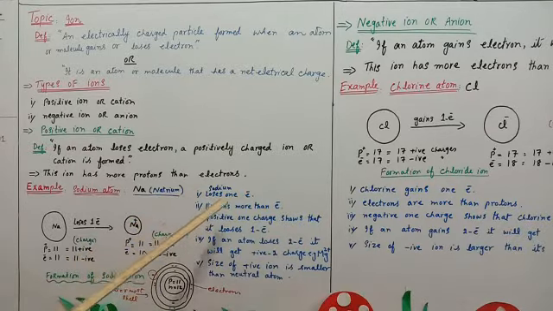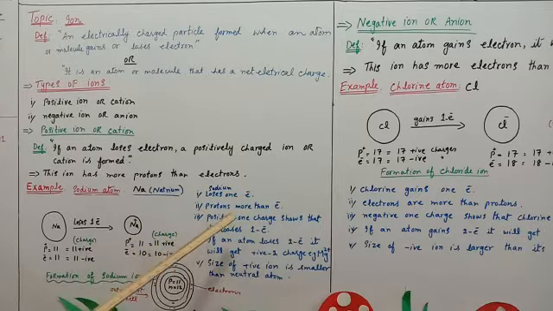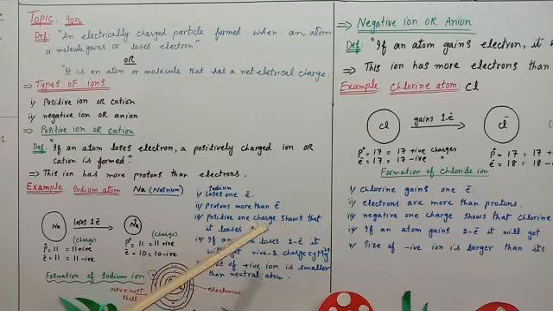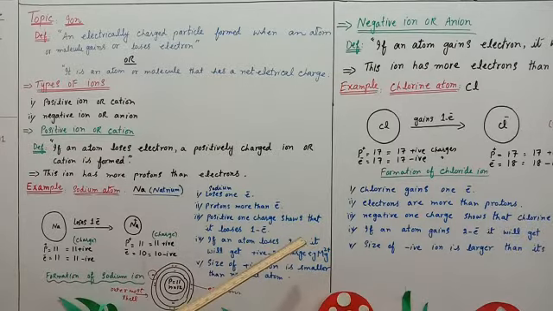Now, sodium is losing 1 electron. Protons are more than electrons. Positive 1 charge shows that it loses 1 electron. If an atom loses 2 electrons, it will get positive 2 charge. An example of the positive 2 charge is magnesium 2 positive, because it loses 2 electrons.